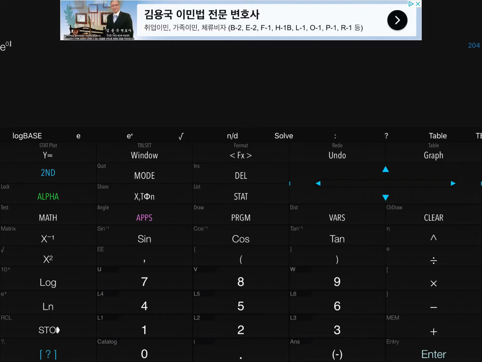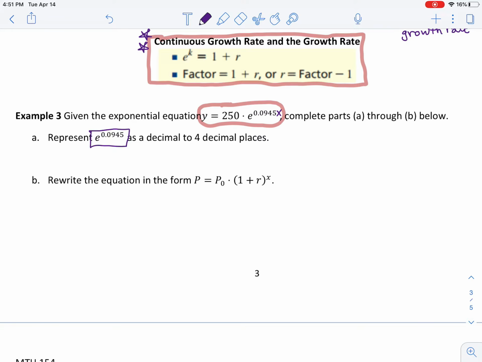All right, so what we want to type in is e raised to the 0.0945. I'm going to hit enter. The number should be 1.099109. So let me go back and write that down. They just ask you to evaluate what this is. e raised to the 0.0945 is going to be approximately 1.0991. They wanted 4 decimal places, so I'm going to write that much.